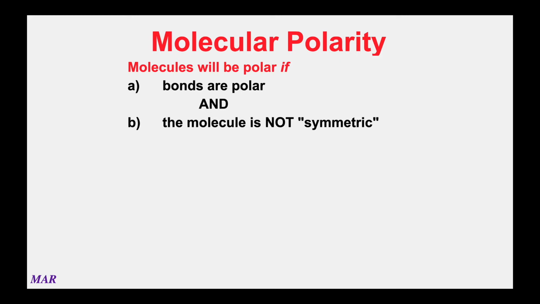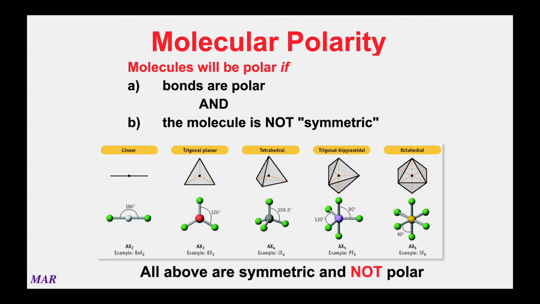However, you can have symmetric molecules where all of the polar bonds kind of cancel each other out. These are examples of molecules with a central atom, but everything around the outside is the same. So for example, on the linear example on the left, you'd have something like beryllium difluoride, beryllium in the middle, fluorine on the outside. Let's use that as an example.